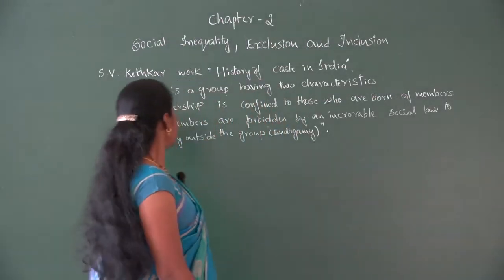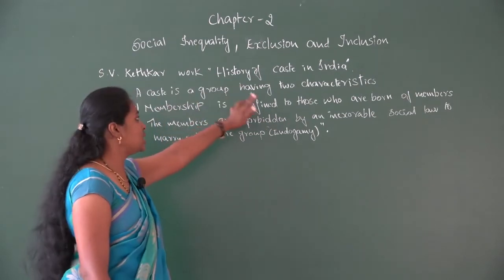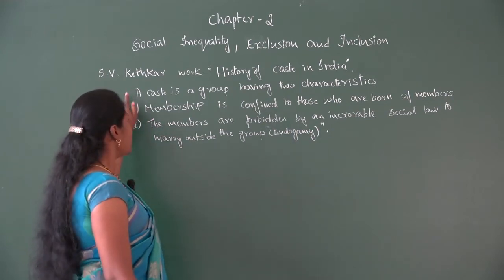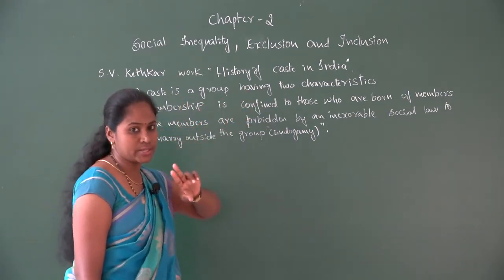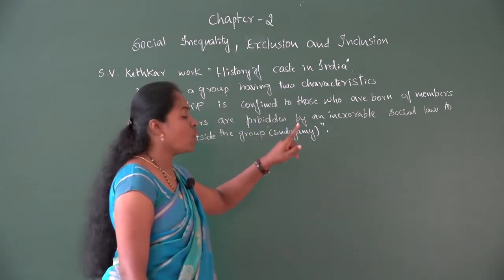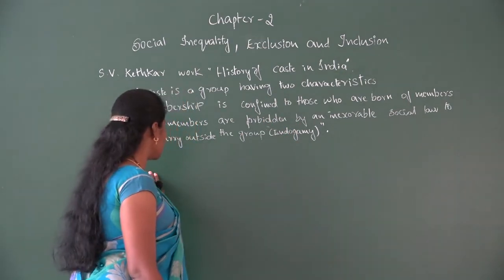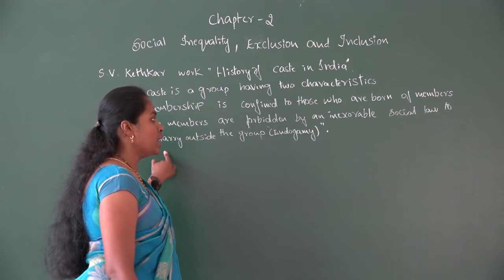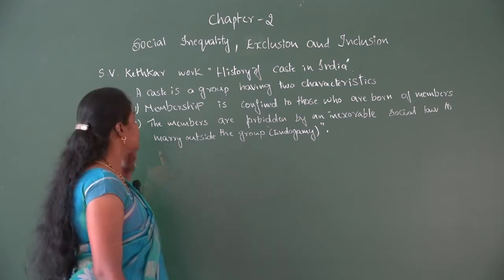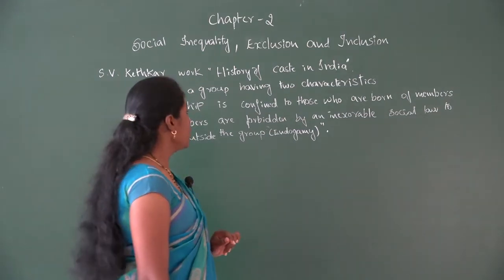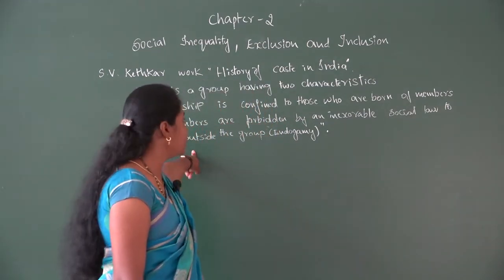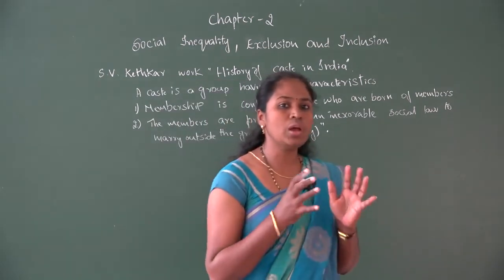According to S.V. Ketkar, in his work History of Caste in India, he defined caste in this way. He says a caste is a group having two characteristics. The first is that membership is confined to those who are born of members. And the second is that the members are forbidden by an inexorable social law to marry outside the group. So the first characteristic is that membership is confined to those who are born into that particular group.